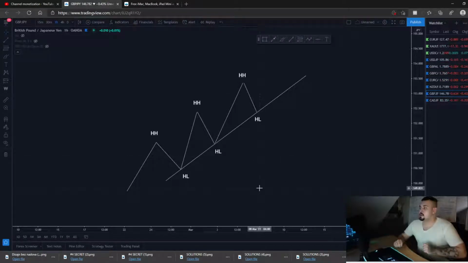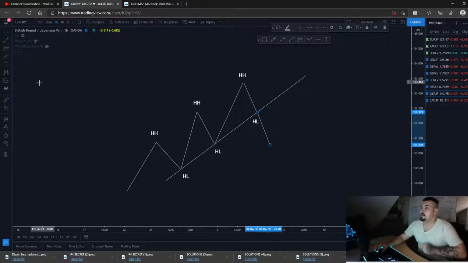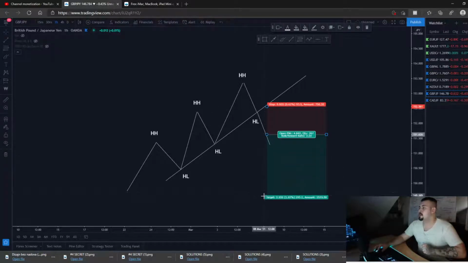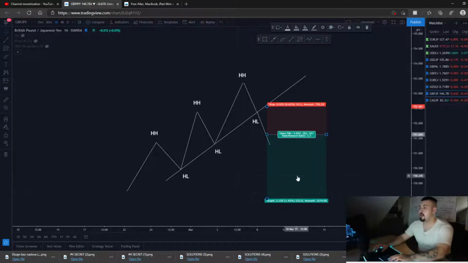So usually what traders are going to do in this case, they are going to wait for a breakout of this trend line, and they are going to enter their trade right here after the breakout has happened. And this is why the majority of traders lose in the Forex market, because this is wrong. And I'm going to show you now why.